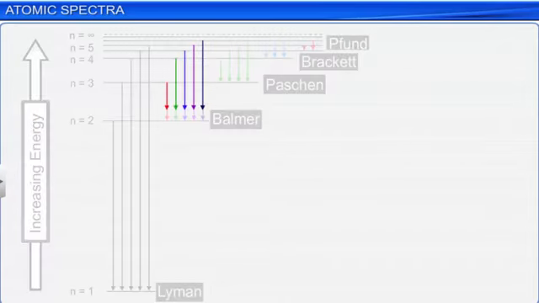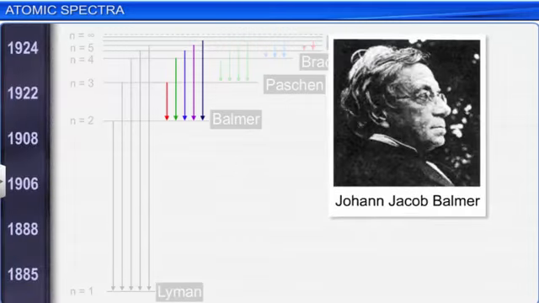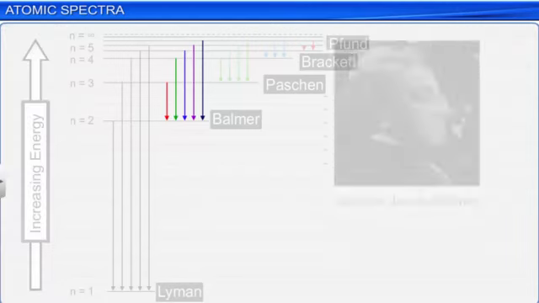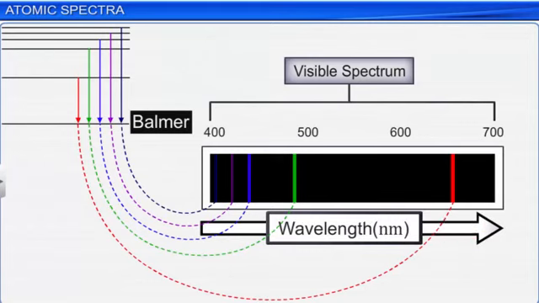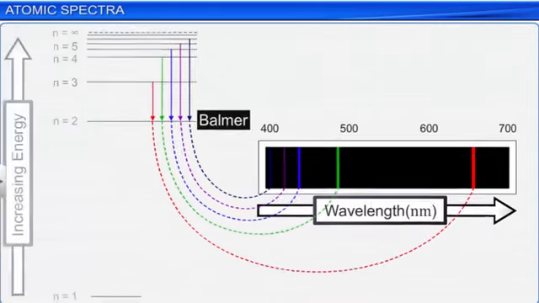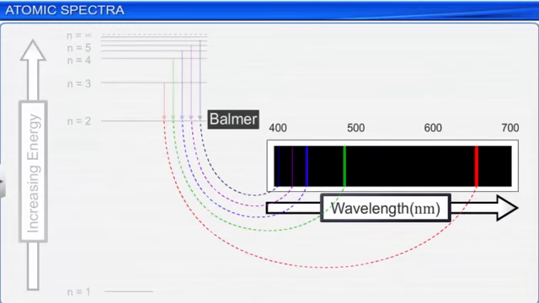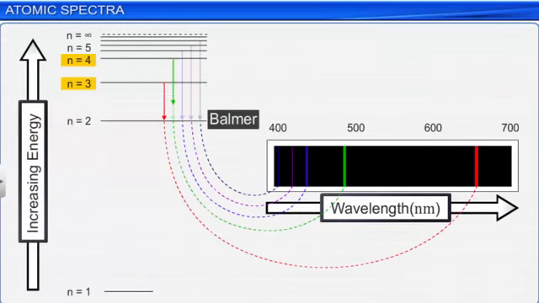The first series in the hydrogen atomic spectrum, Balmer series, was discovered by Johann Jacob Balmer in 1885. Its lines belong to the visible spectrum of electromagnetic radiation. These are observed when the electrons jump from n greater than or equal to 3 to n equal to 2 principal energy level.